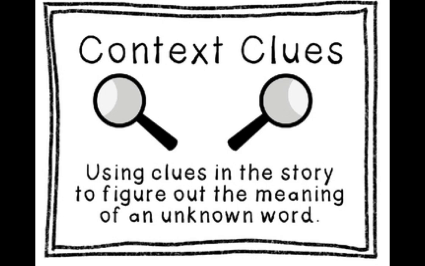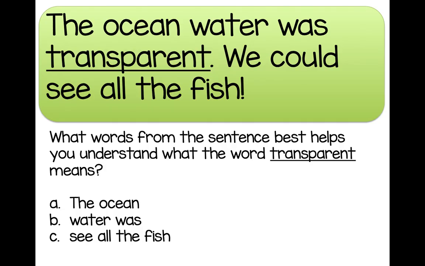All right, so now, let's talk about context clues. Context clues are when we use clues in the story to figure out the meaning of an unknown word. Unknown is a word that we don't know. There's that prefix again, un. So unknown is a word that is not known, a word we don't know. Let's look at some examples.